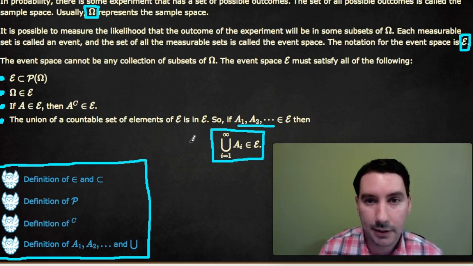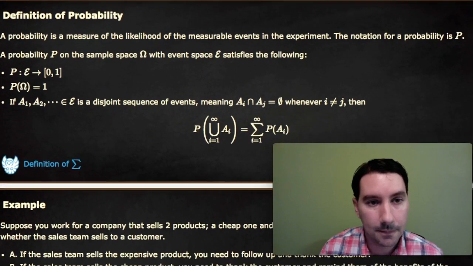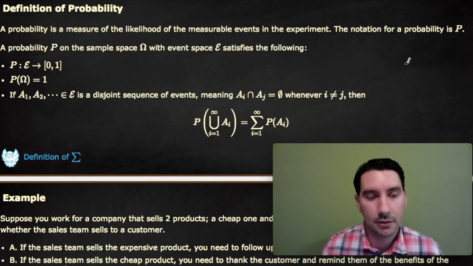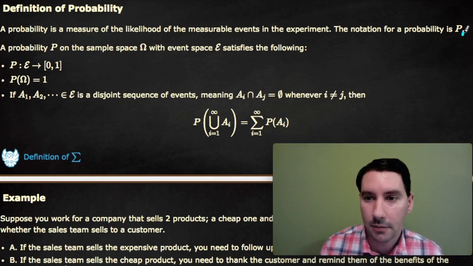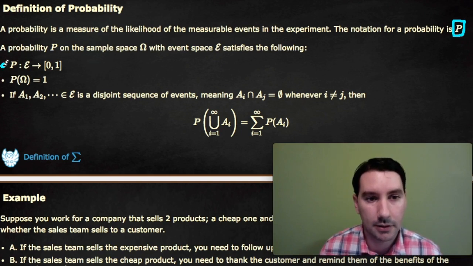So that's all we're going to talk about the event space. And now we'll get into something more important. Let's talk about the definition of what a probability is. So a probability is just a measure that measures events between 0 and 1. The notation for a probability will be a capital P. So that is, the probability is a function, and it takes an event and maps it to [0, 1]. Usually that map will tell us what the likelihood of that event occurring is.